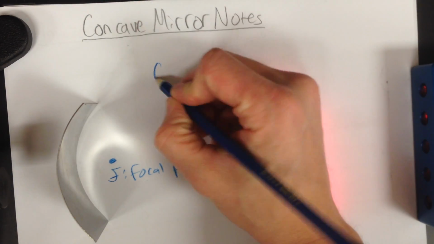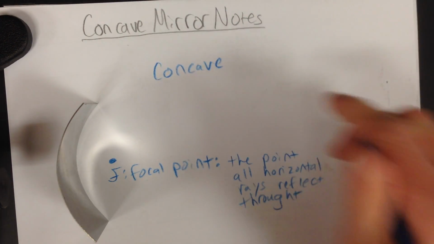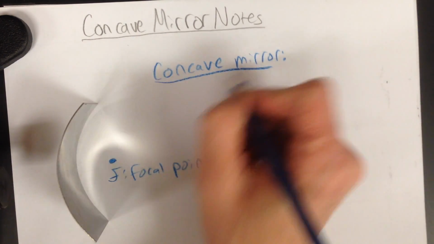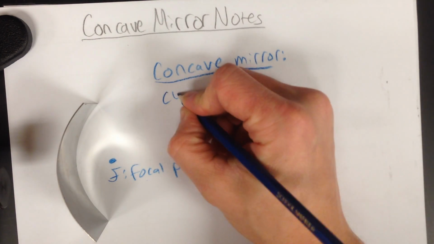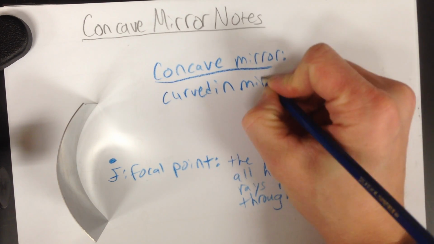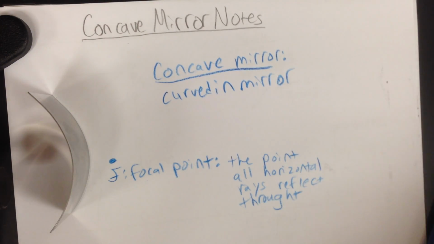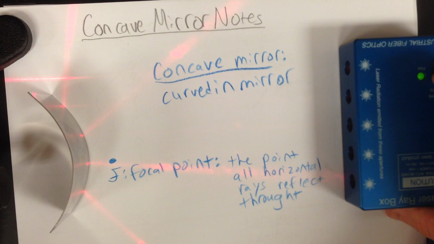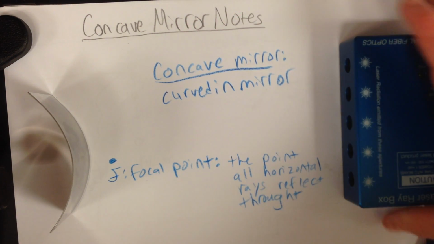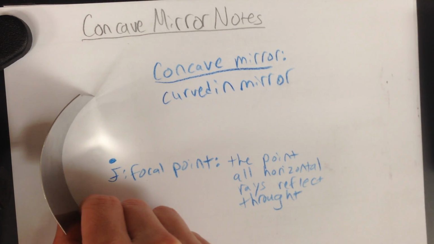I mentioned that this mirror is called a concave mirror. Write down this definition as well. A concave mirror just means curved in. If we turned it around like that and aimed the light at it, that would be a convex mirror. We're not going to do convex mirrors right now. We're just going to do curved-in mirrors, which are concave mirrors.